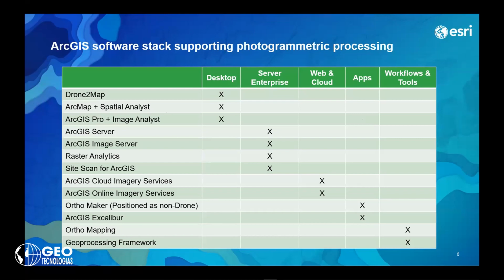Finally, at the very bottom, we have ortho mapping and the geoprocessing framework. The ortho mapping and GP framework are workflows and tools. Okay, so the photogrammetric capabilities in ArcGIS Pro are actually exposed via the ortho mapping and geoprocessing framework. They're not standalone applications. They're not installed separately. They're just a set of published workflows that walk you through the photogrammetric production cycle.